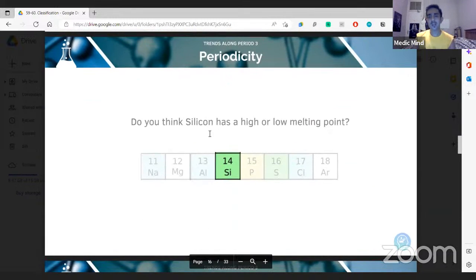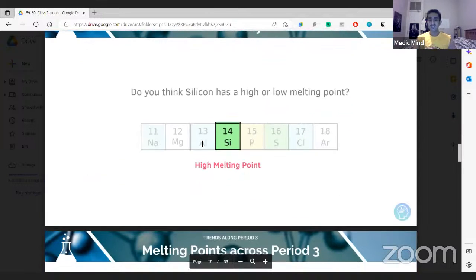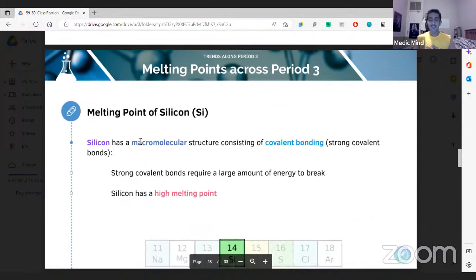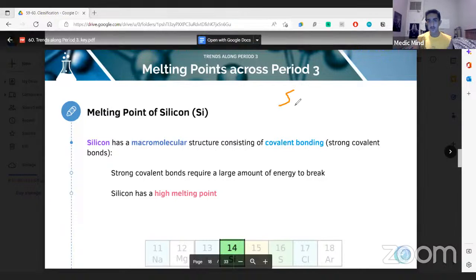Okay, what about silicon? High or low melting points? So silicon has a very high melting point because it's a macromolecule. It exists as lots and lots of atoms of silicon covalently bonded together. Covalent bonds are quite strong, which means that there are lots and lots of strong covalent bonds, which require a large amount of energy to overcome, which means silicon has a high melting point.